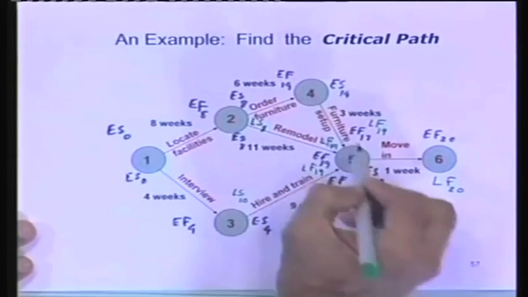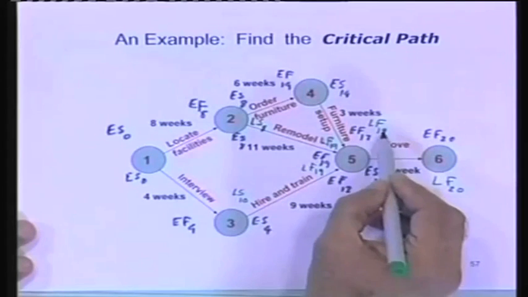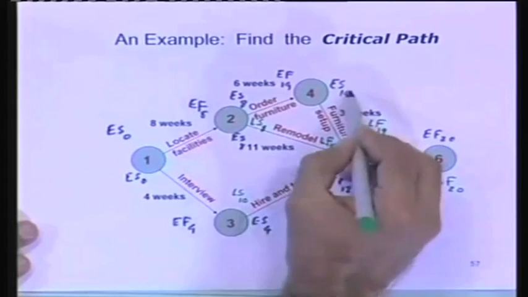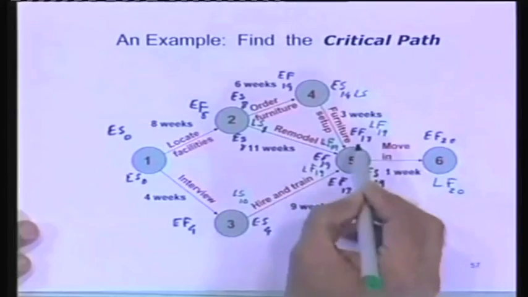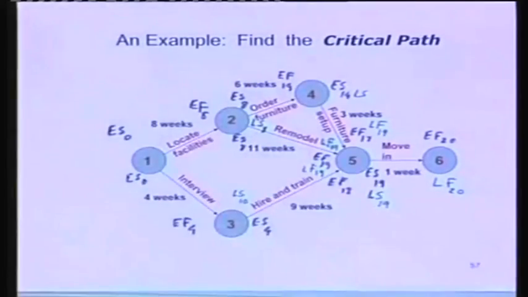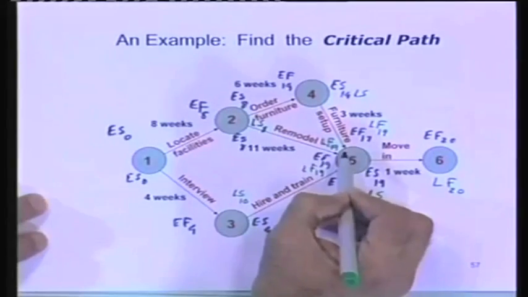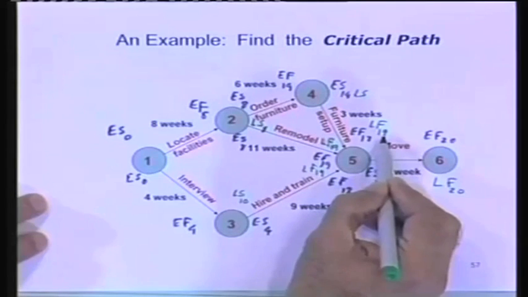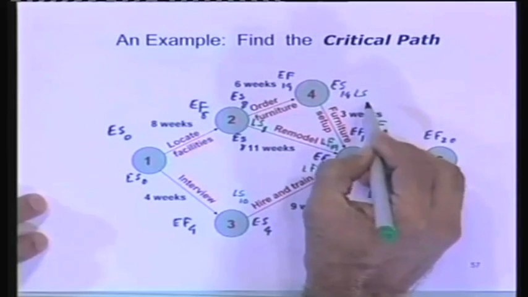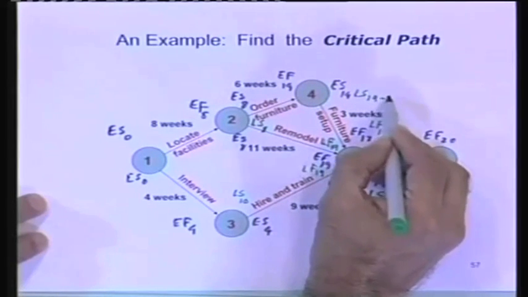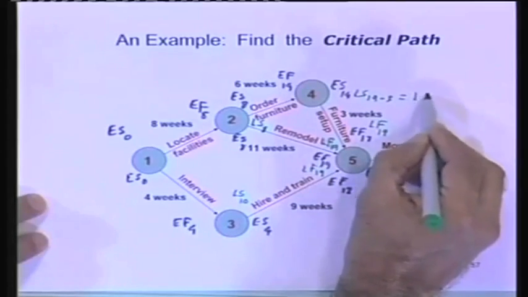I'll look at this side now. This task takes 3 weeks. The latest finish is 19. What would be the latest start of this? How late do you think I could start? 16, because the task takes 3 weeks and I must finish by 19 weeks. So it will be 19 minus 3, which is equal to a latest start of 16.